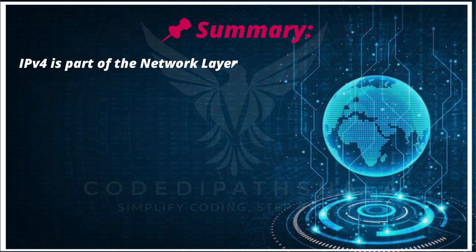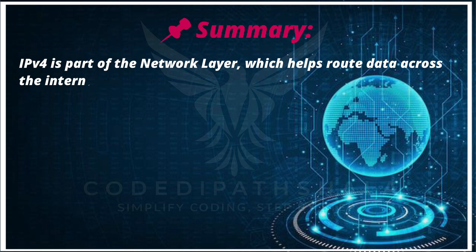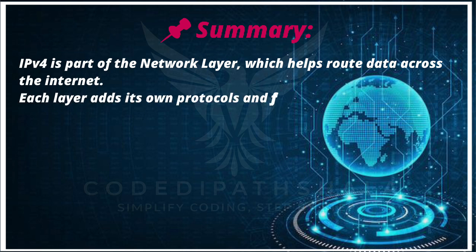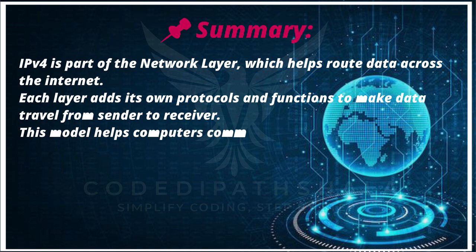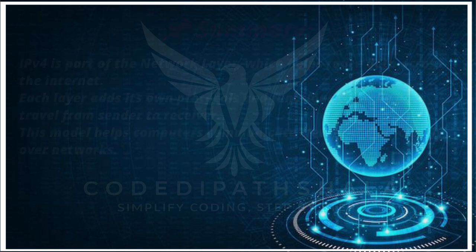Summary: IPv4 is part of the network layer, which helps route data across the internet. Each layer adds its own protocols and functions to make data travel from sender to receiver. This model helps computers communicate clearly and efficiently over networks.